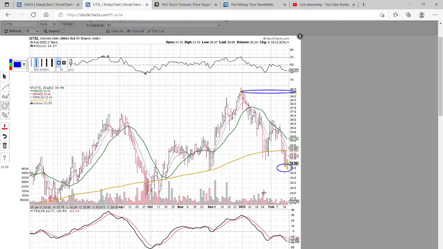So utilities are setting up. They're not quite there yet. We do have our lowest low. This is our lowest low.